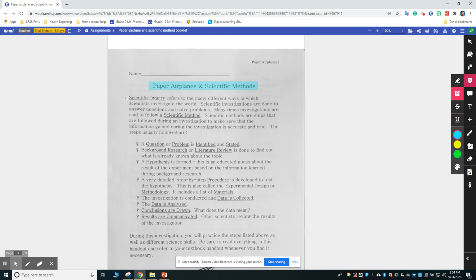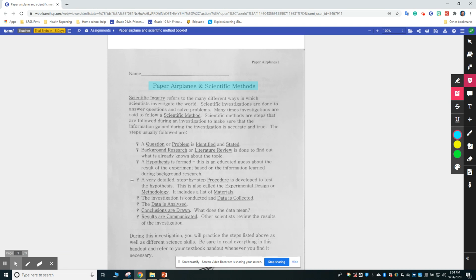Scientific methods are steps that are followed during an investigation to make sure that the information gained during the investigation is accurate and true. The steps usually followed are, okay, a question or a problem is identified and stated. Background research or literature review is done to find out what we already know about the topic. A hypothesis is formed. This is an educated guess of the results of experiments based on the information learned during background research.